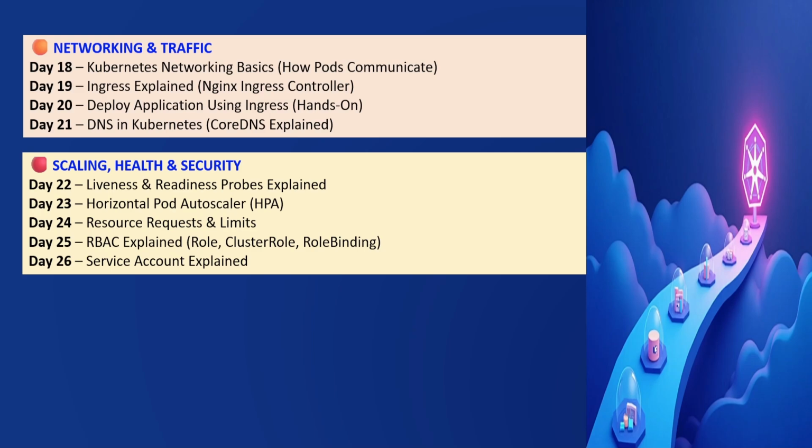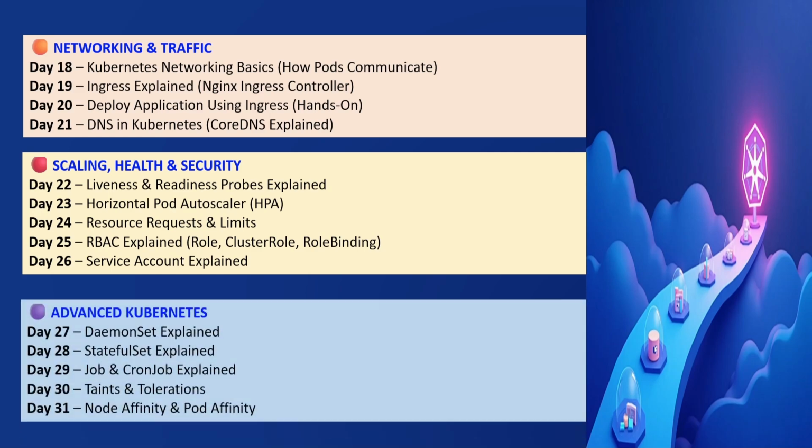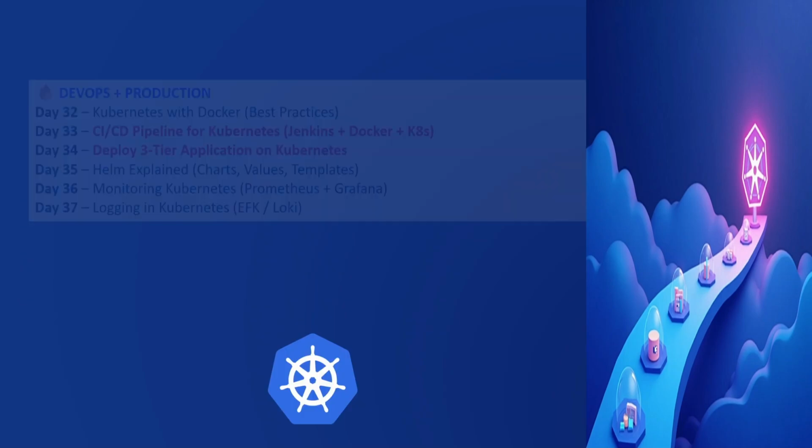Then you will understand scaling, health, and security. Here you will understand pod liveness and readiness probes, right? Then you will understand horizontal pod scaling and vertical pod scaling, and request limits, RBAC, and service accounts. All these things you will understand. Then you will understand advanced Kubernetes concepts like DaemonSet, StatefulSet, Job, CronJob explained, taints and tolerations, and node affinity and pod affinity.